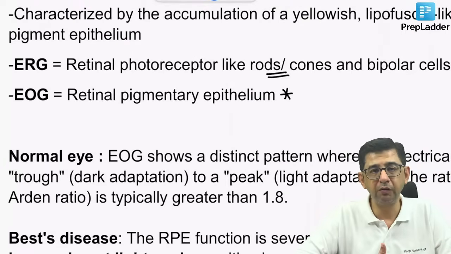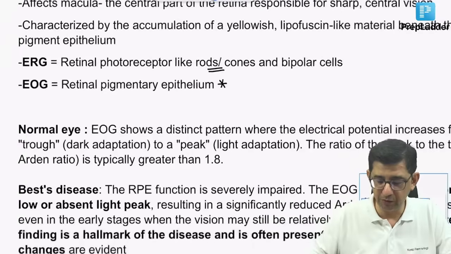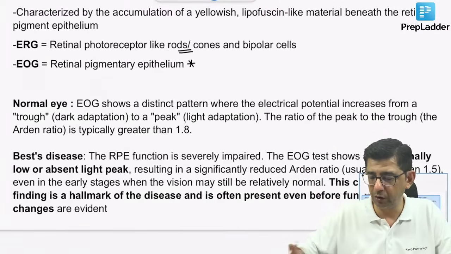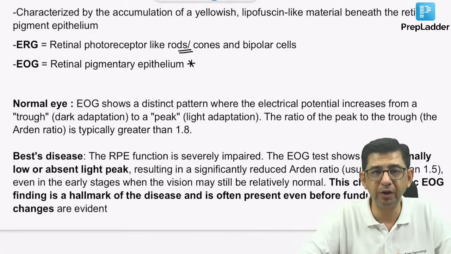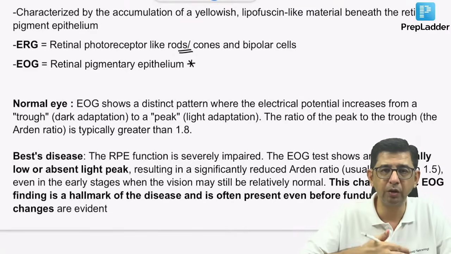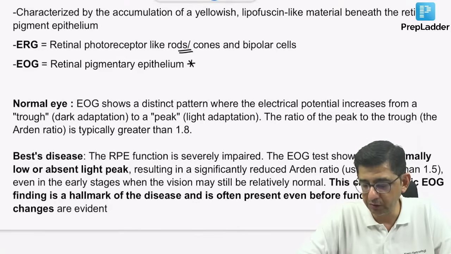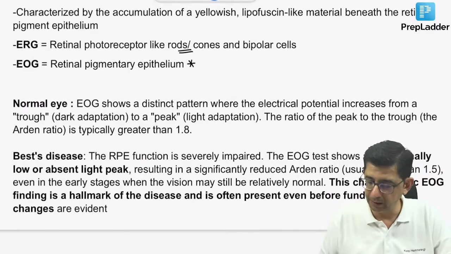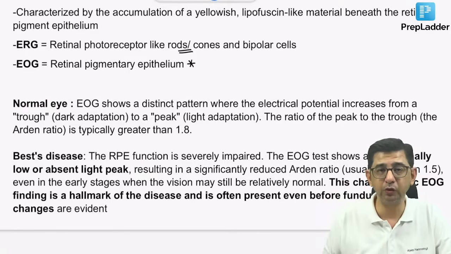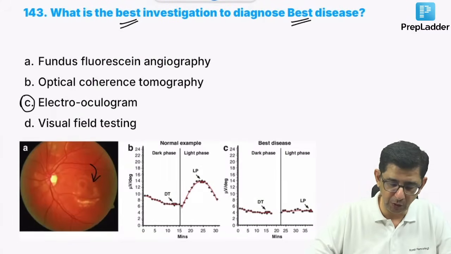So what we do in this patient is electrooculography, and the highlight in this patient would be the Arden ratio. Normally we always have a dark adaptation to light adaptation ratio, and the value is more than 1.8, because when we go from dark to light, a light adaptation is happening. The value is more than 1.8. Here the value is less than 1.5. That is the Arden ratio that is usually given for electrooculography. The correct answer in this case is option number C.